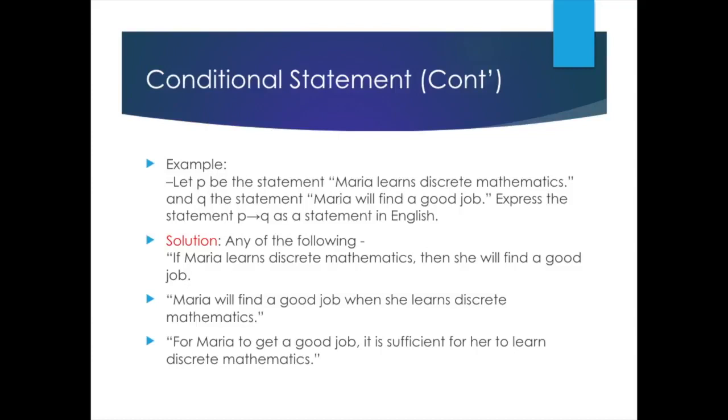If you express this statement as P conditionally goes to Q as a statement in English, you will find any of the following is true. If Maria learns discrete mathematics, then she will find a good job. It's an if statement, guys. Maria will find a good job. See, this is the result, the outcome of my hypothesis when she learns discrete mathematics. And finally, for Maria to get a good job, it is sufficient for her to learn discrete mathematics. The first one is true goes to true. The second one is true goes to true. And the third one is true goes to true, and so on.